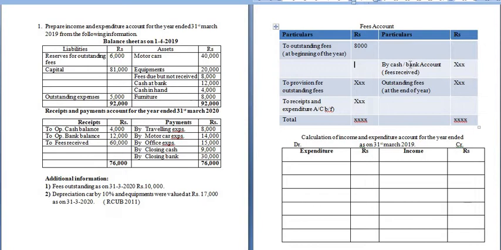Next, by cash or bank, fees received. How much fees did you receive? Whatever you received, 60,000, that is fees received.